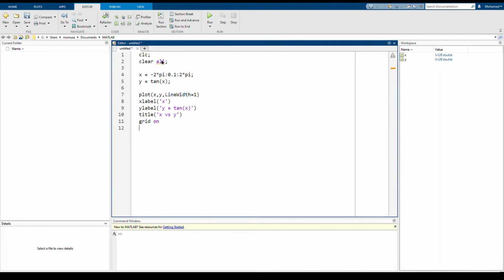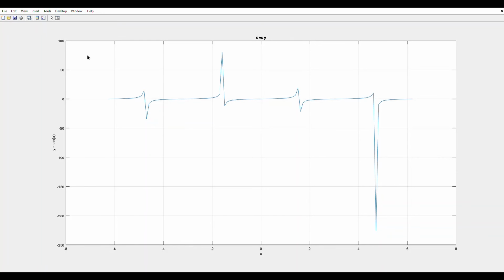Alright, let us run this code and see if it works. We hit run and we can indeed see our trigonometric function tangent of x over the domain minus 2 pi to 2 pi. You can see our grid appeared.